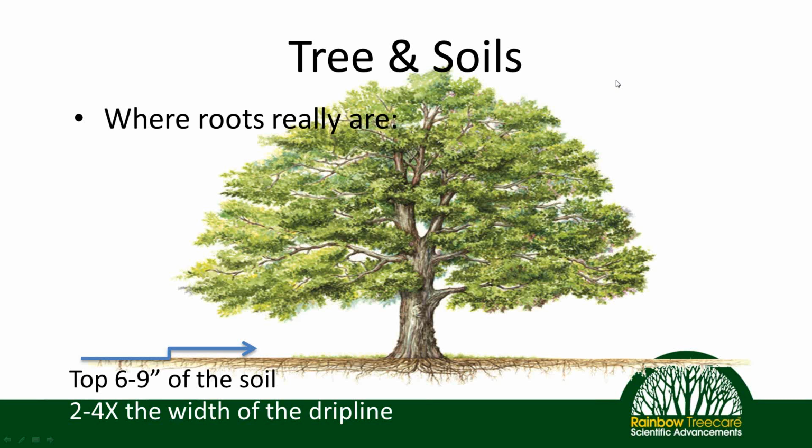Similarly, we know that our roots extend well past the drip line of the tree, in some cases more than 4 times the drip line of the tree. And that is, again, because roots are looking for resources. So they will find where a resource is and grow to it. This is something to keep in mind when we start talking about treatments and best management practices for managing soil around trees.